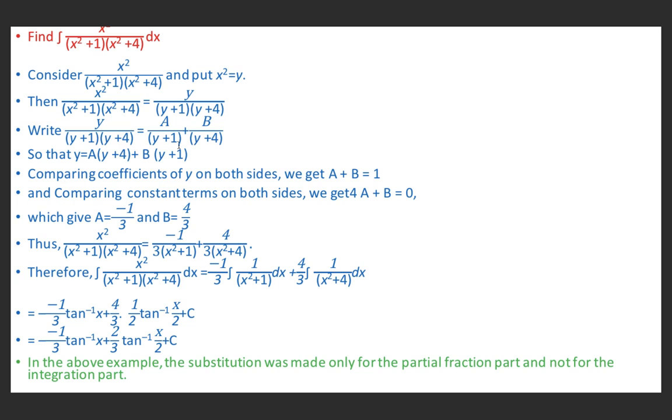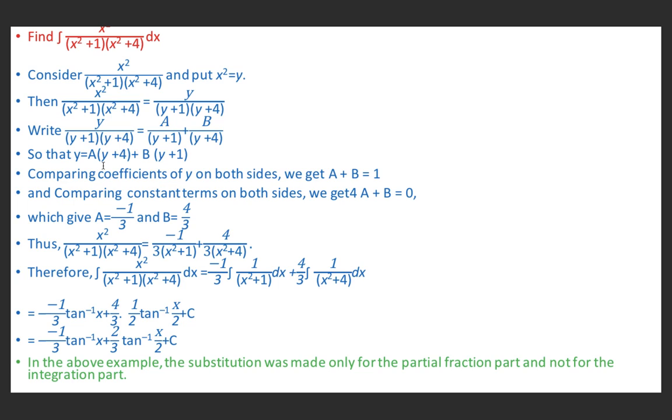Here the LCM will be (y plus 1) into (y plus 4). So on this side we have a into (y plus 4) plus b into (y plus 1). On this side we have y. I have not written the denominator because on both sides we have the same denominator, so we can cancel it. To find the values of a and b, we compare the coefficient of y on both sides. Coefficient of y here is 1. Coefficient of y here, if we multiply by a, is a. Coefficient of y here, we have b outside, so it is b. So it is a plus b equal to 1.